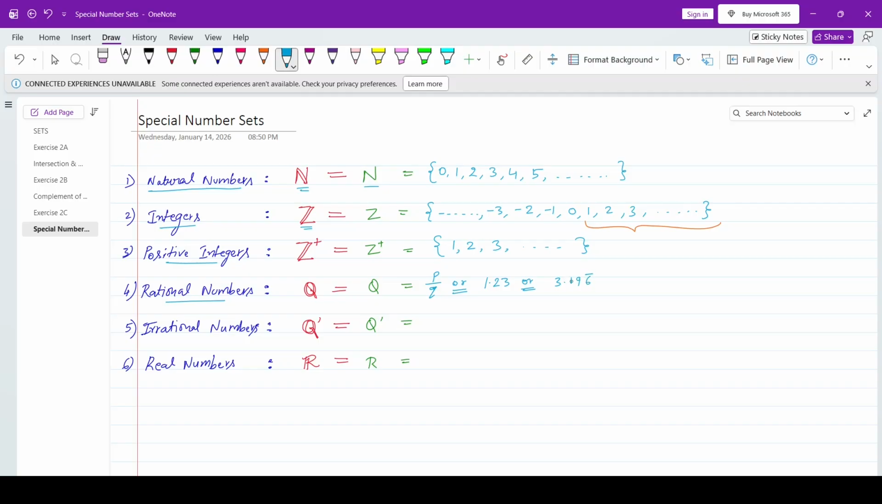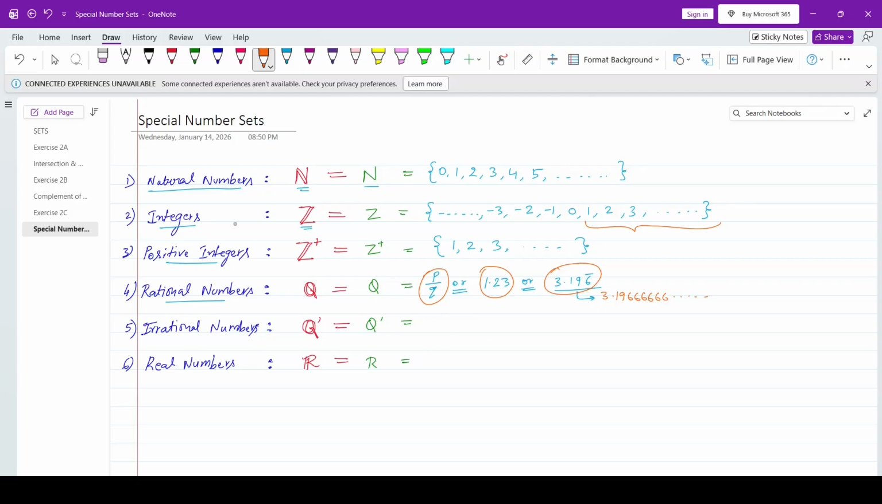3.196 bar. Now this bar means recurring. So this whole number can be written as 3.1966666 infinite number of times. So any number that can be written in either p divided by q form or in a decimal form that terminates. Terminate means there are certain number of digits after decimal, or in this form.